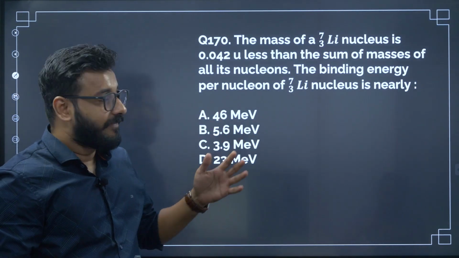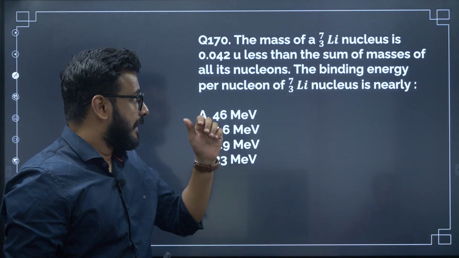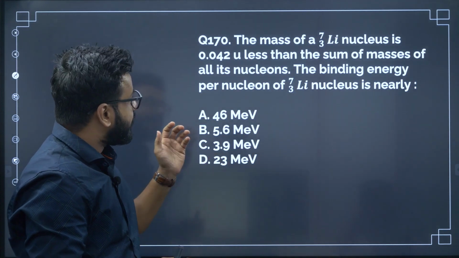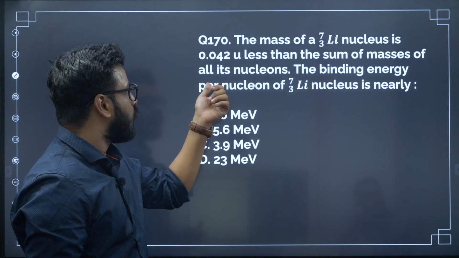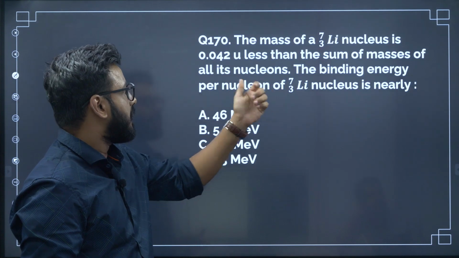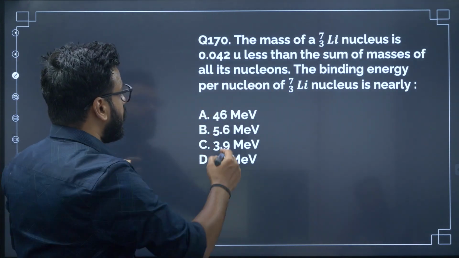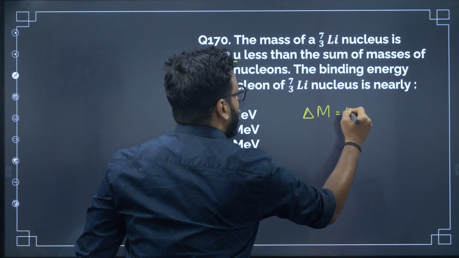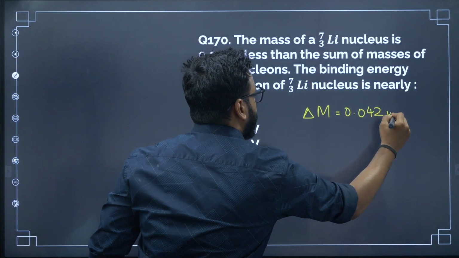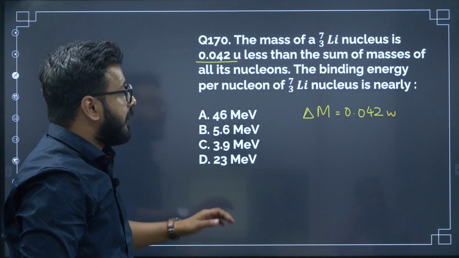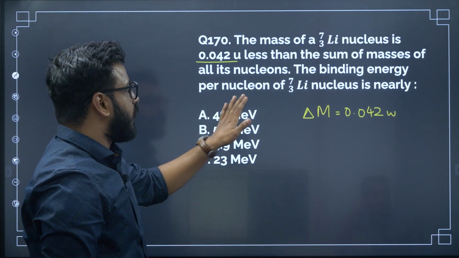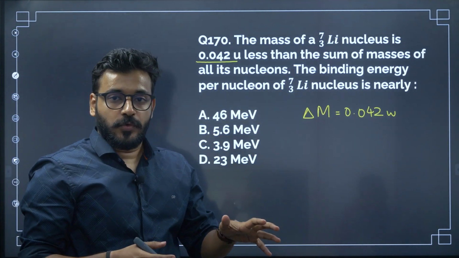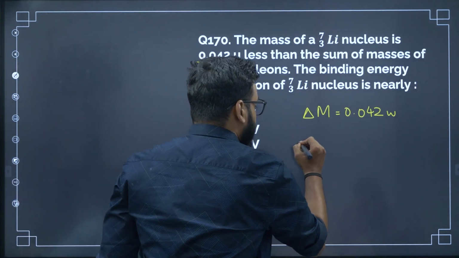Question number 170, the mass of lithium nucleus, which has 7 nucleons and 3 protons, is 0.042 atomic mass unit less than the sum of the masses. So that means this is the mass defect of lithium, 0.042 atomic mass unit. The binding energy per nucleon of lithium nucleus is nearly. So for binding energy per nucleon, first you have to find the binding energy. How do you find the binding energy?